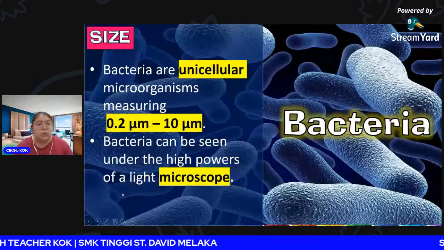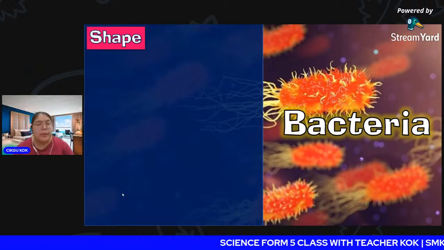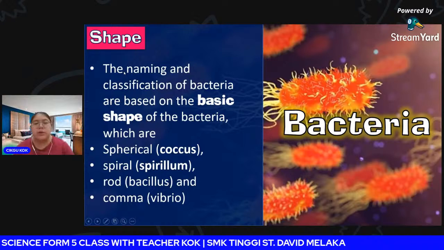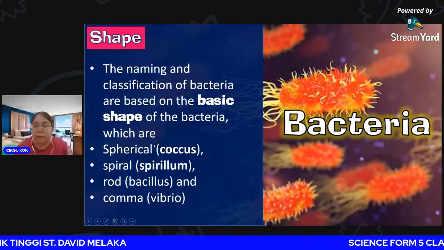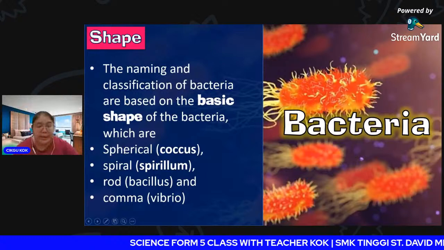Okay, next part is about the shape of the bacteria. Let's see the four types of shape. The naming and also the classification of the bacteria are based on the shape of the bacteria, and we have four. First one is spherical. Another name for spherical is coccus. Later we show the shape. We see the names first.